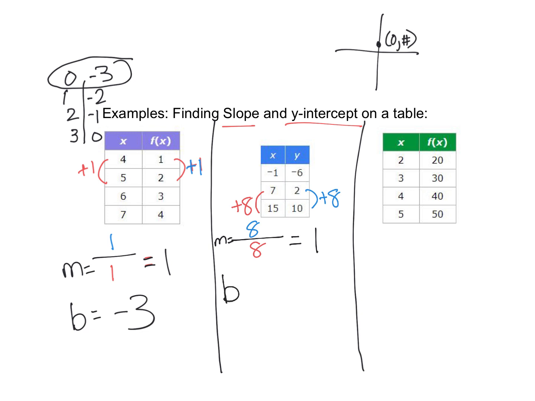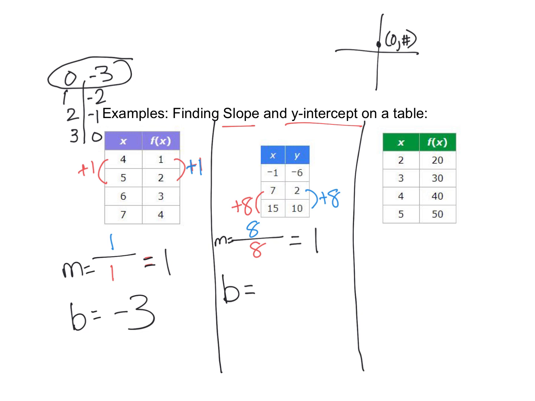Now the b is going to be the point where x is 0. Again, I've got a table that doesn't show me that. The difference here, though, is that 0 is not going to extend up the table like it did here. For here, I could go 4, 3, 2, 1, 0. Here, I can't go from -1 back to 0 that way. 0 falls between -1 and 7. But I can still figure out what it would be based on my rate of change.